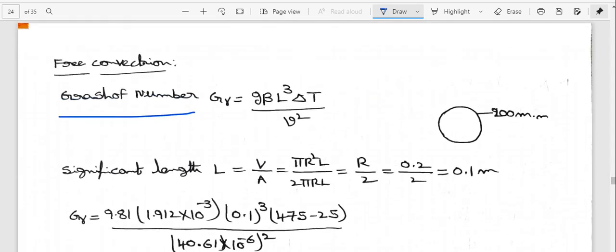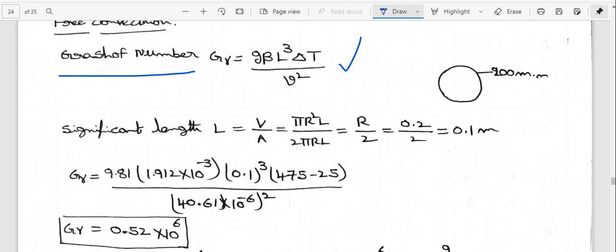Here in this question, the length of the cylinder is not mentioned. So we already know the LC value, characteristic length or significant length. How can you calculate this L value? Volume by area. Here volume is equal to pi r square L, divided by surface area, which is equal to 2 pi r L. So pi r L gets cancelled. So this is r by 2.